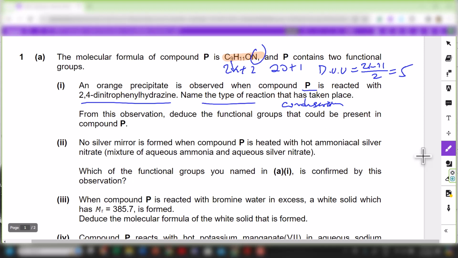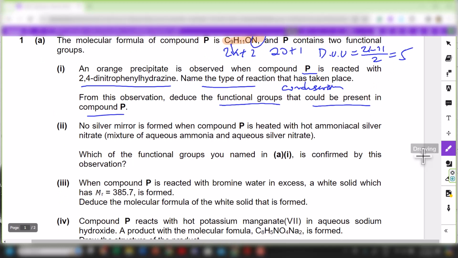From this observation, deduce the functional group that could be present in compound P. So I think we have discussed it should be ketone or aldehydes. So we can write ketones or aldehydes. If you wish to write carbonyl compounds or carbonyl functional group, I think that is fine, at least at the H2 level.